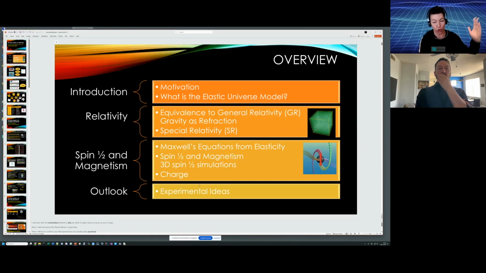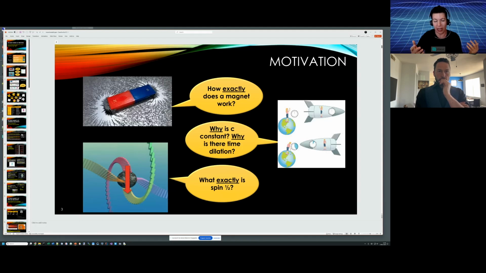So basically, I'm going to go over general relativity real quick, okay? Special relativity, Maxwell's equations, spin 1/2, and maybe charge, depending on how much time I have. So the motivation is, even as a child, I asked the question, how does a magnet work exactly? And nobody could tell me. Sure, there are formulas and everything, but nobody could tell me mechanically how it works. Same thing about relativity, why is c constant? I want to know why, not just that it is. I want to know why exactly. Is there a logical, simple explanation for that?